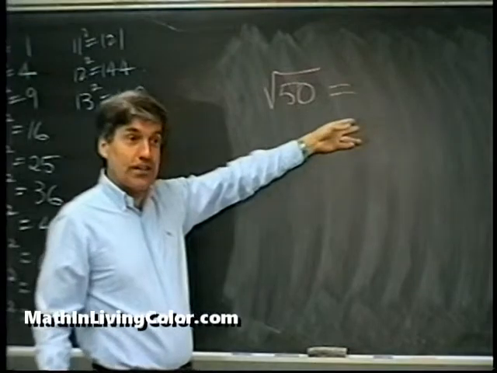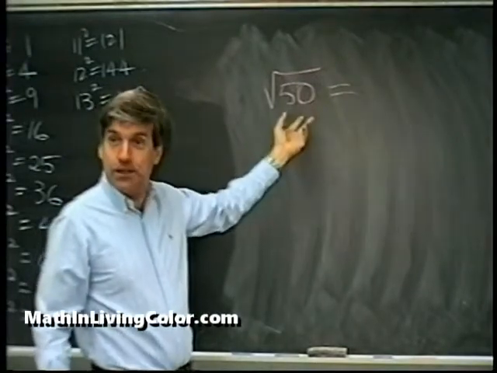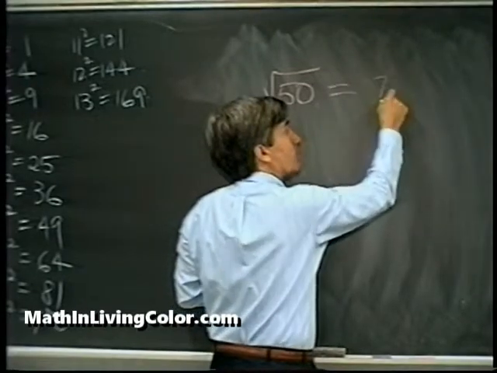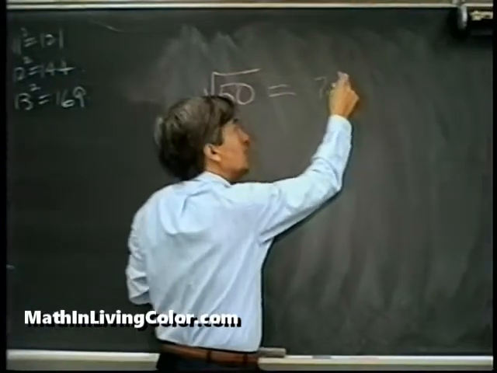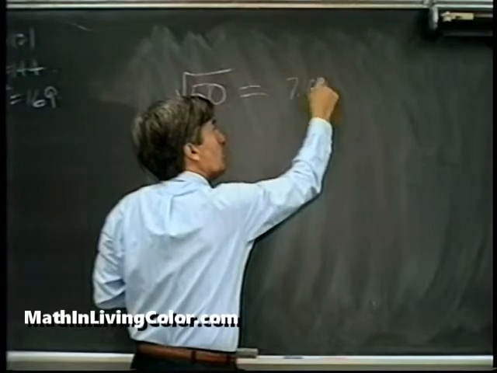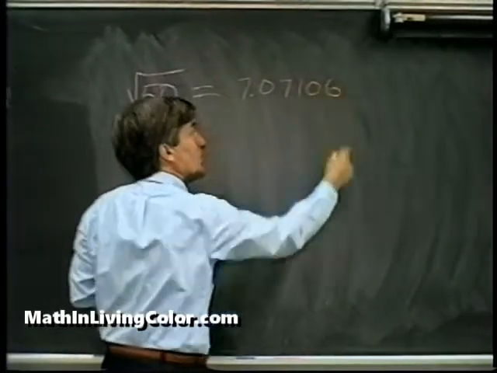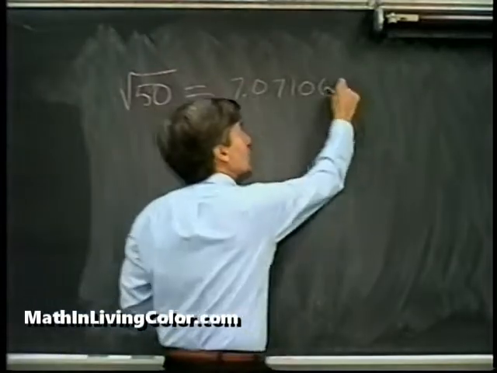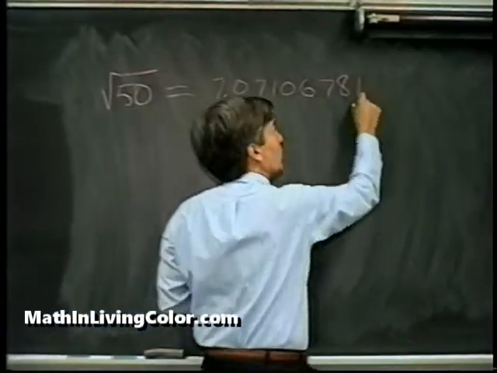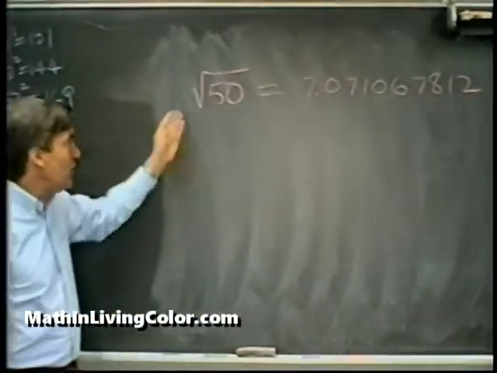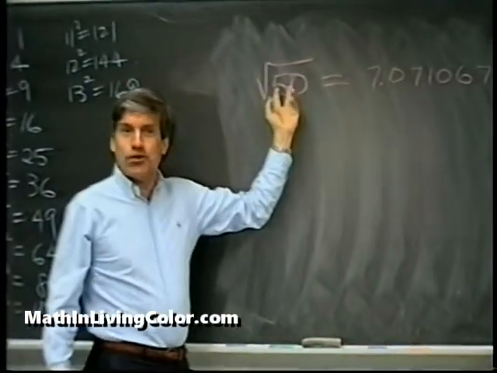Try it with your calculator. Give your calculator 50 and hit the square root button. What do you get? 7.07... and a long string of digits. Ooh. All that for just the square root of 50. You'd be better off to leave it as the square root of 50, wouldn't you?